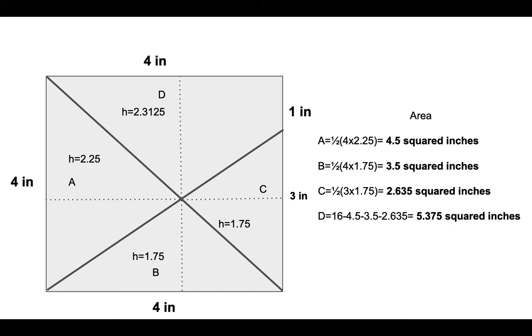Now we change the position to an inch. Using a ruler, we measured side lengths and heights of triangles. Then using these measures, we again determine the area of triangles A, B, and C, as seen on the screen. For the area of section D, we subtracted the areas of sections A, B, and C from 16, the area of the whole square.